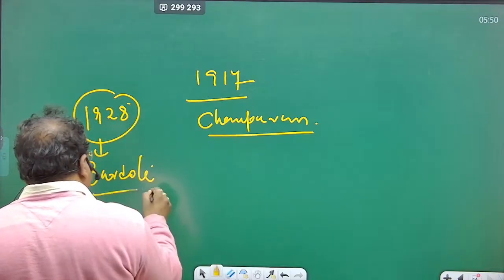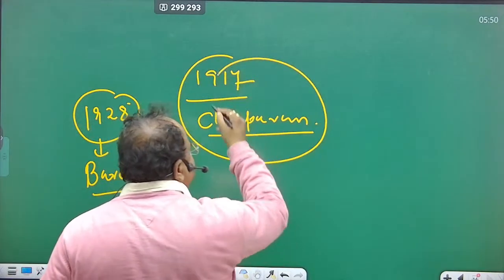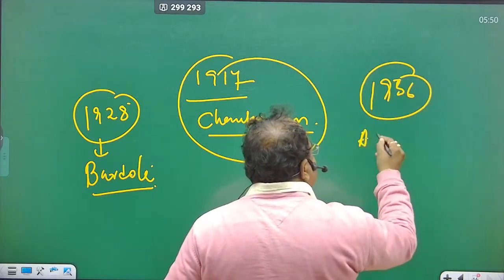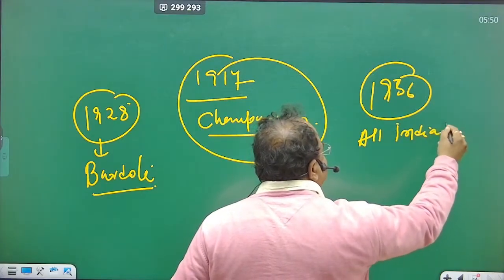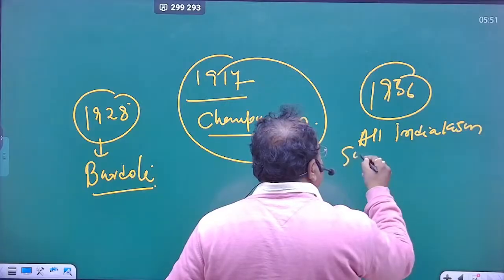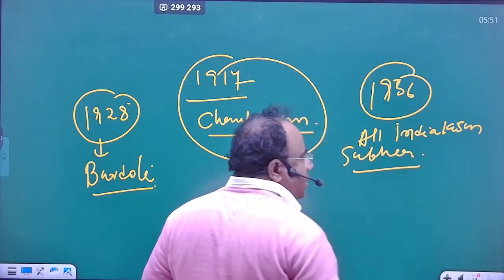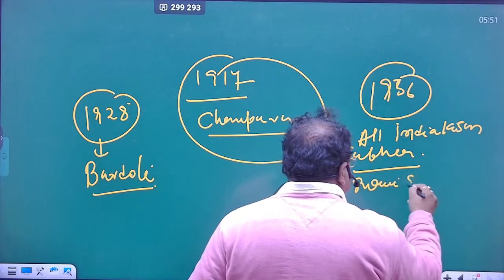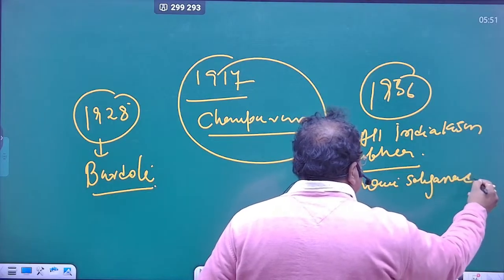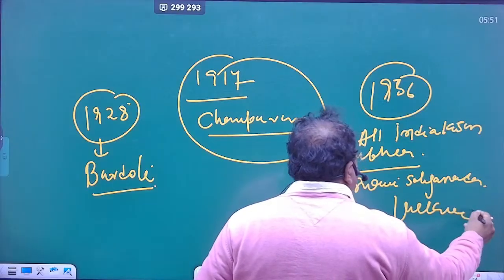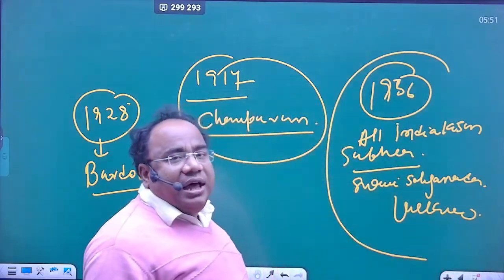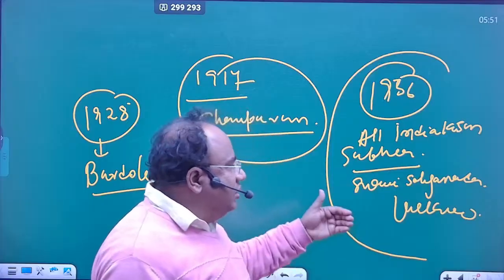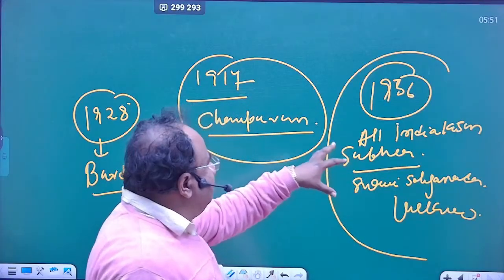This was very famous, and finally 1936, All India Kisan Sabha. All India Kisan Sabha was founded by Swami Sahajanand, Lucknow. NG Ranga, a member of the Andhra Peasant Association, was the secretary or deputy. So Swami Sahajanand founded All India Kisan Sabha.